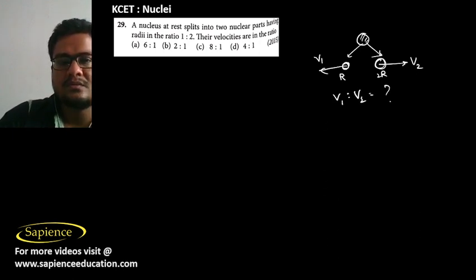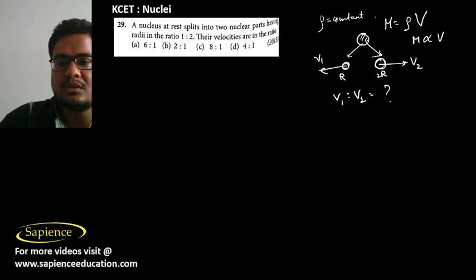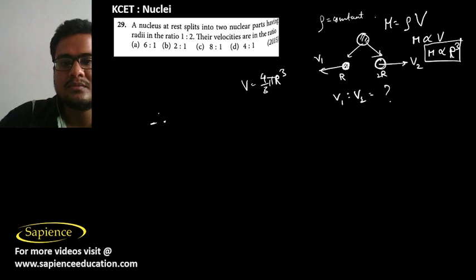So now, we know that nuclear density is always constant. So their mass is equal to density into volume. So mass of a nucleus is proportional to the volume only. If I consider it as a sphere, then volume is given as 4 by 3 pi r cube. So the mass of the nucleus is proportional to r cube.